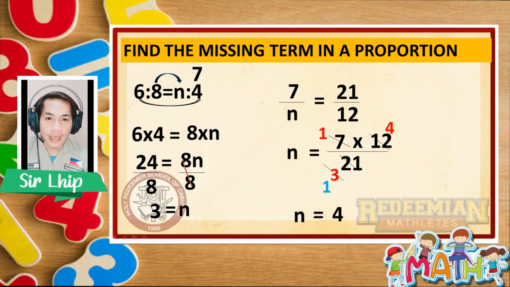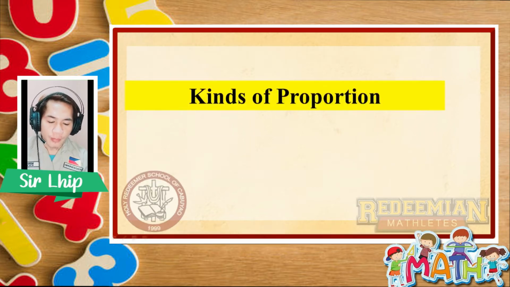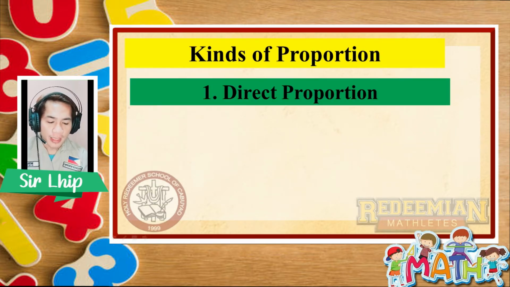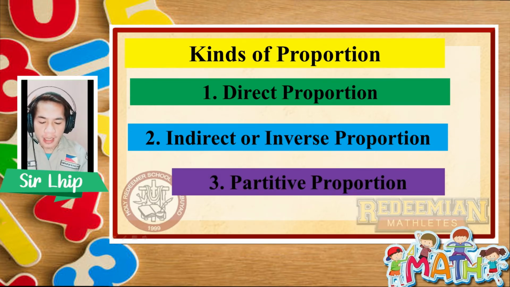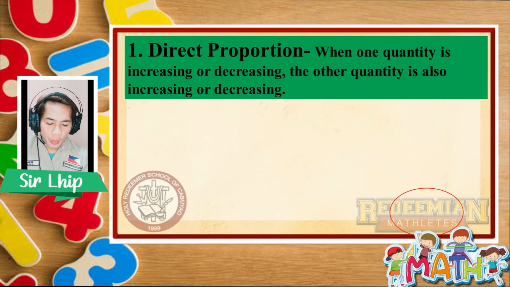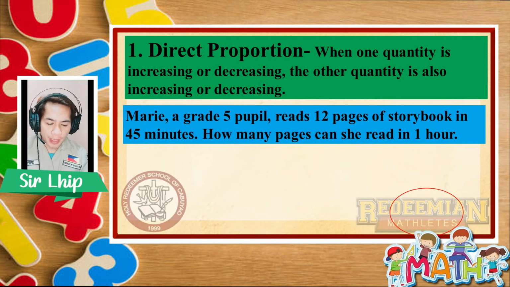We also have kinds of proportion. First is direct proportion, second is indirect or inverse proportion, and last is the partitive proportion. When we say direct proportion, when one quantity is increasing or decreasing, the other quantity is also increasing or decreasing. Example, Marie, a grade 5 pupil, read 12 pages of a storybook in 45 minutes. How many pages can she read in 1 hour?